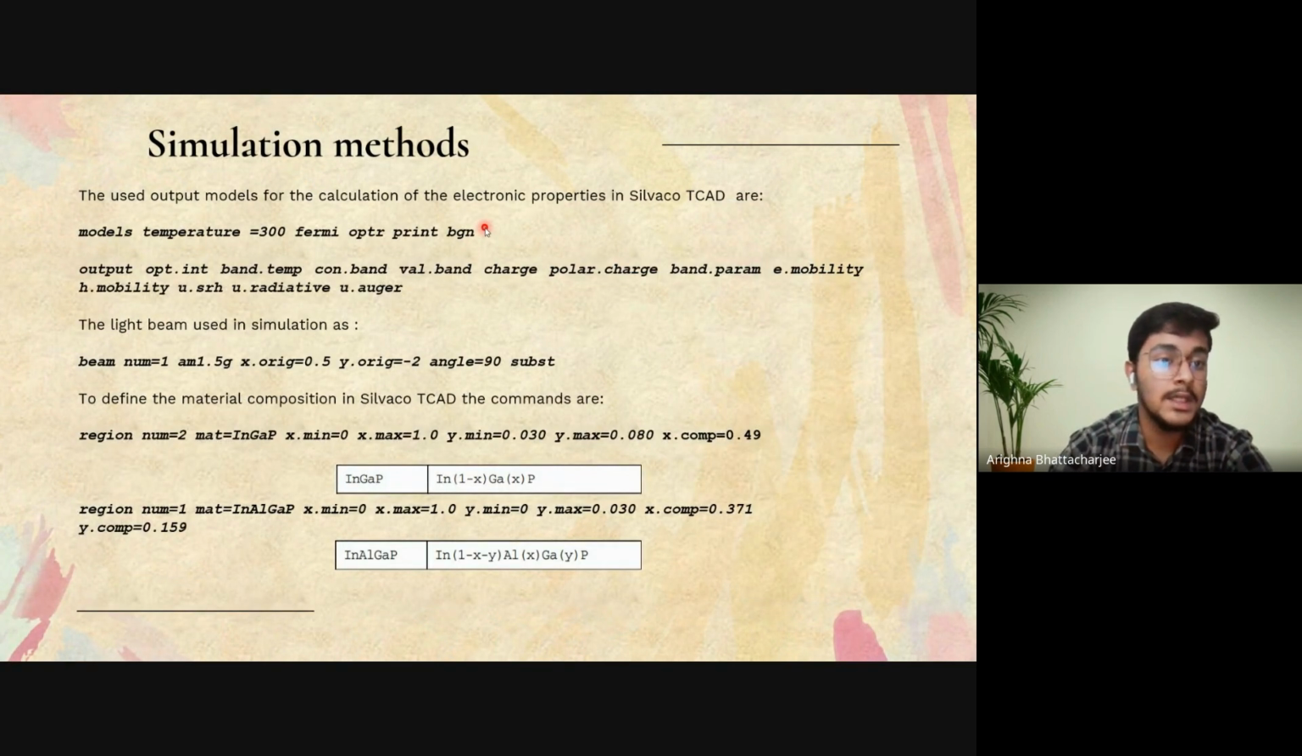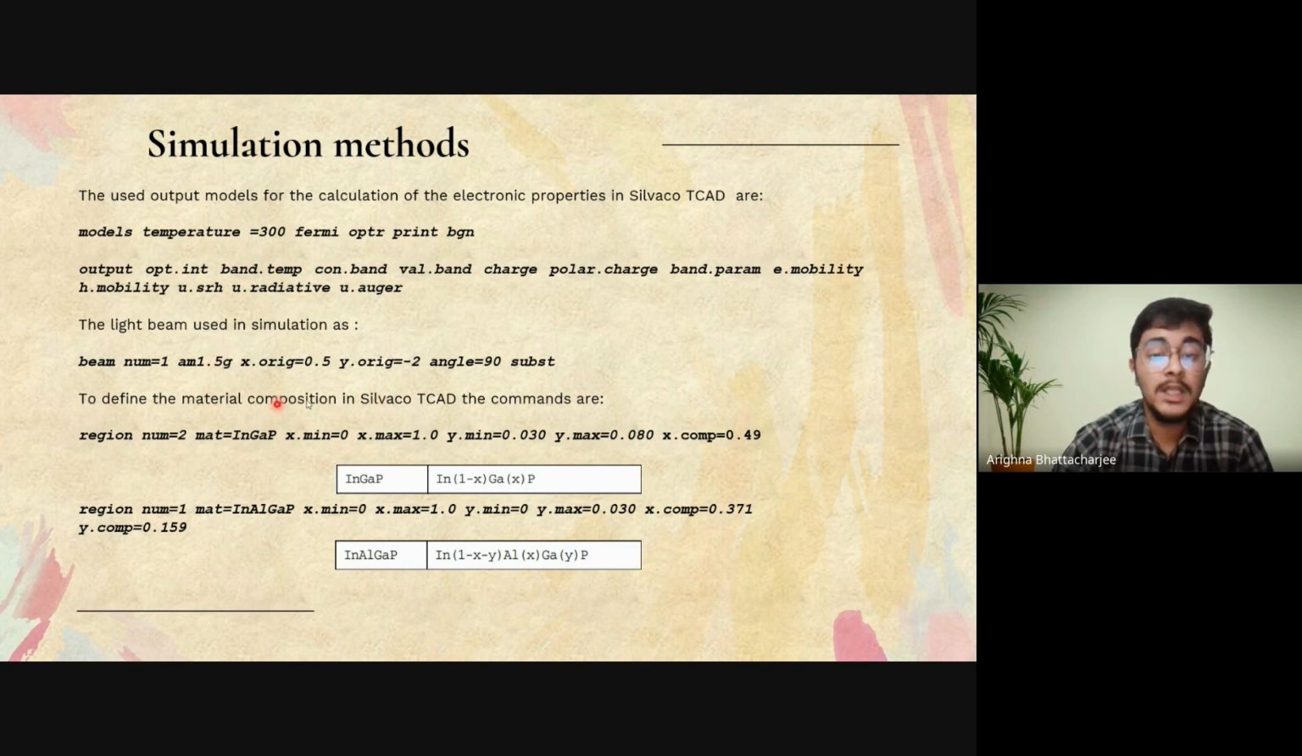Coming on to the simulation methods, we have used the output models of temperature equals to 300 Kelvin. We have worked on the standard test conditions. These are the output parameters used in Silvaco TCAD. Some of them are op.int for optical intensity, on.band for conduction band, valence band, etc. The light beam used is AM1.5G. This is for the air mass 1.5, which is the standard global spectrum of a sun ray beam.